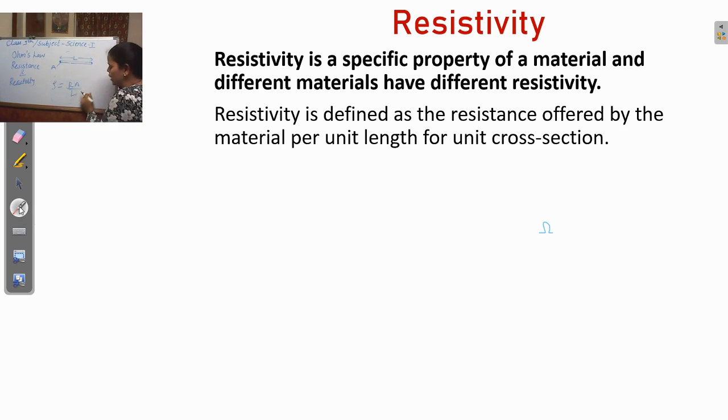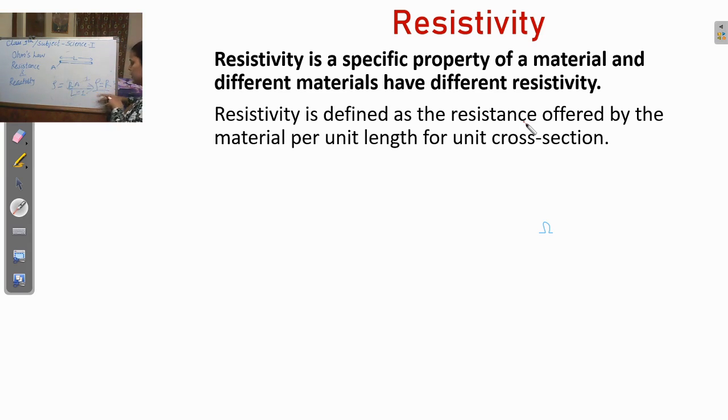That means if the value of L is 1, L means the length, the value of A is 1, and the value of R is 1, then 1 into 1 upon 1, that is 1. So the resistivity is defined as the resistance when the value of A and L is 1. So rho equals R. When we put A equals 1 and L equals 1, rho is R.